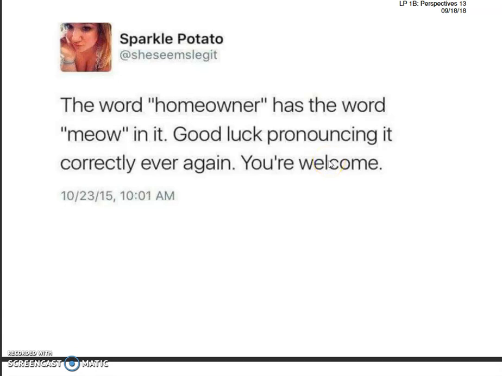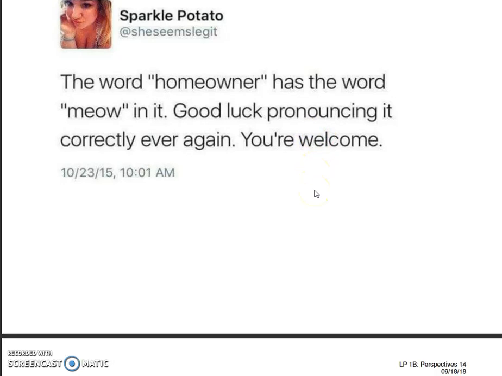Beliefs influence what you perceive and fail to perceive, so if you expect to look for something, you're much more likely to see it. The word homeowner has the word meow in it. Good luck at pronouncing it correctly ever again. You're welcome. So once you know you're supposed to find meow, you're much more likely to find it in that word.